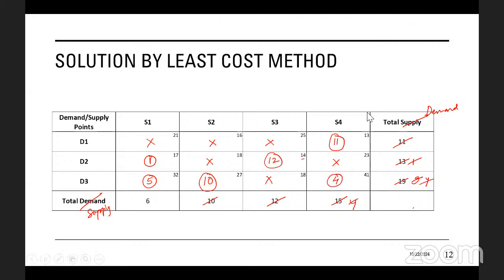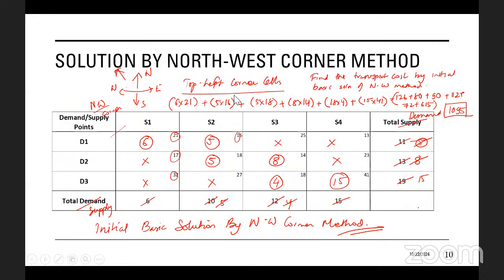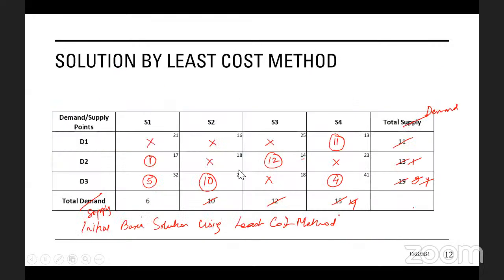So this is the initial basic solution using the least cost method. As you can see, this is a little bit different from the northwest corner method solution that has been obtained. So we can check the initial cost that has been obtained, just for the sake of that.